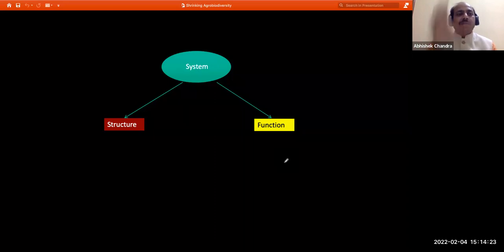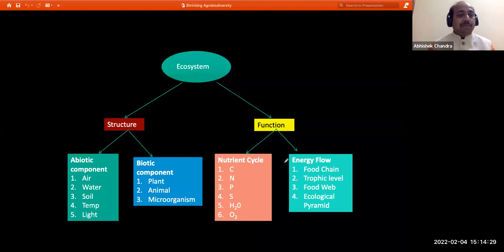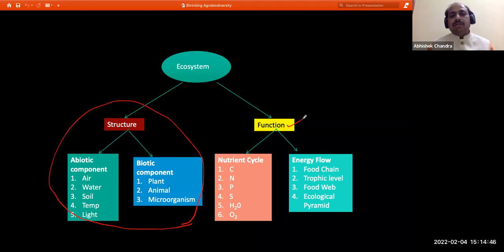In the ecosystem, one is the structure, another is the function. From the structure point of view, as in the previous slide, the surrounding elements, the abiotic component and the biotic component, are basically the structure. And when we talk about the function, the direct functions are the nutrient cycle and energy flow. And second is the indirect function, basically the population growth. Any system cannot survive if the population growth is not positive.